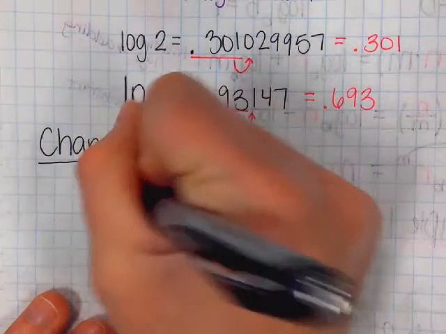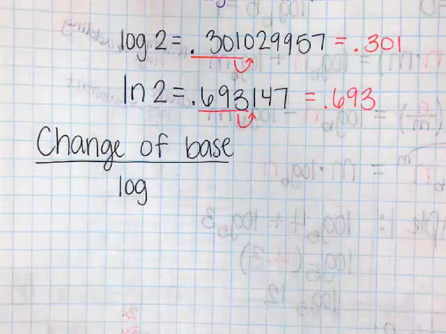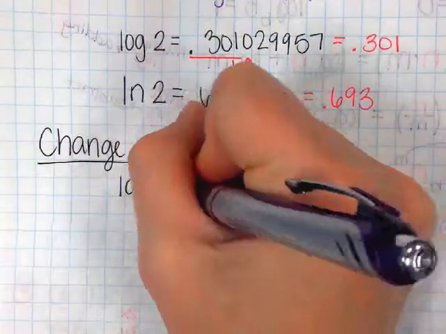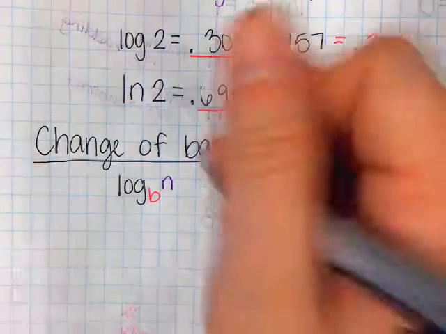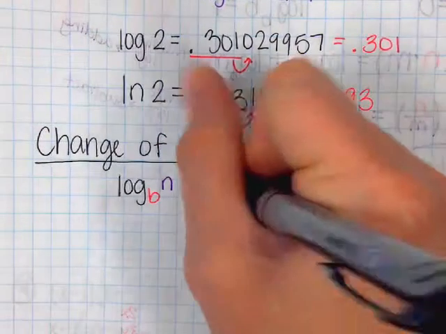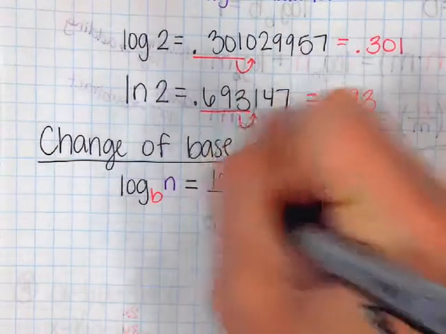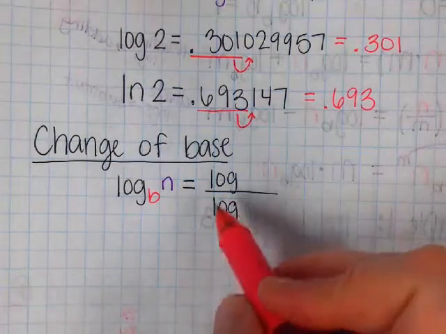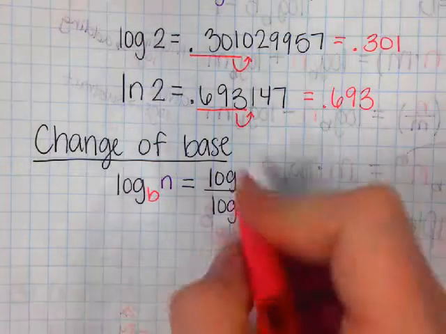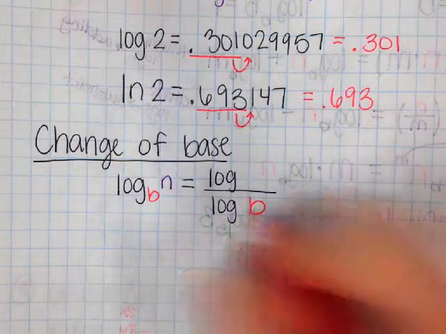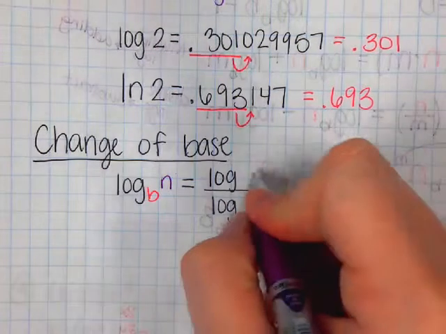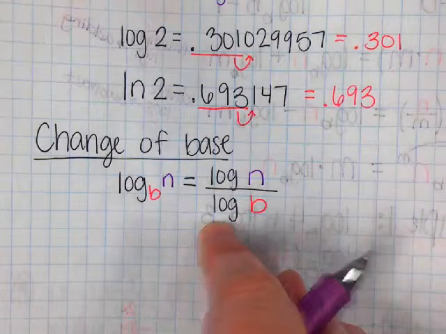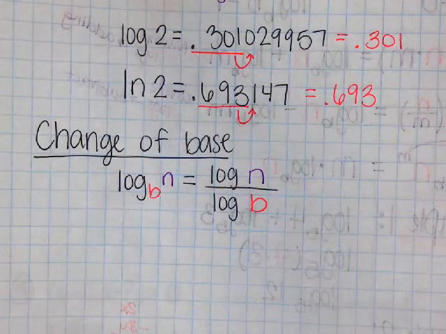So if I have log base b of n, you can rewrite it as a log over a log, or log divided by log, where the base is on bottom and the number is on top. So you can do log of n over log of b.